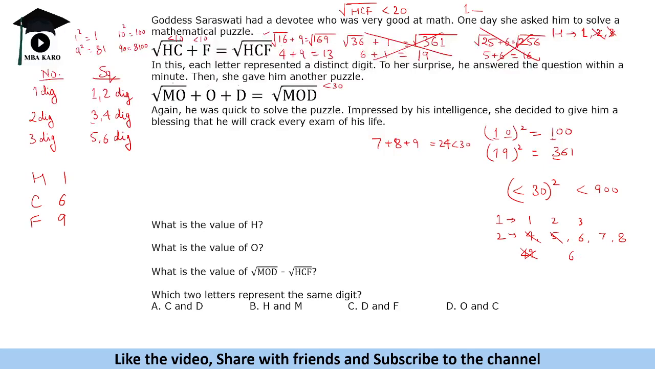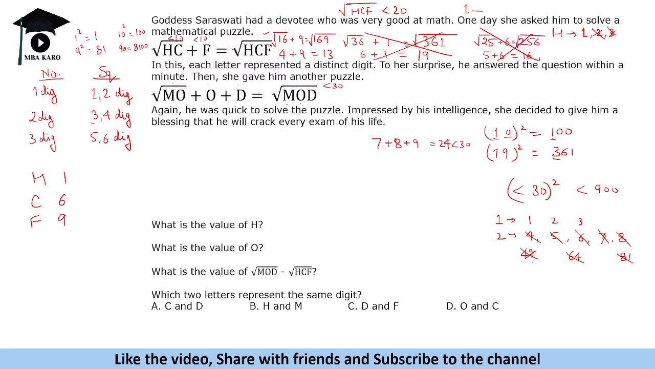Then if we think from 6, it can be 64, but again we cannot form a perfect square of 3 digits. If we think of 7, we cannot have any square in this range. If we think of 8, 81, but the third digit like MOD, I'm taking MOD, so 81 is also not possible. So that means again it has to be starting with 1.